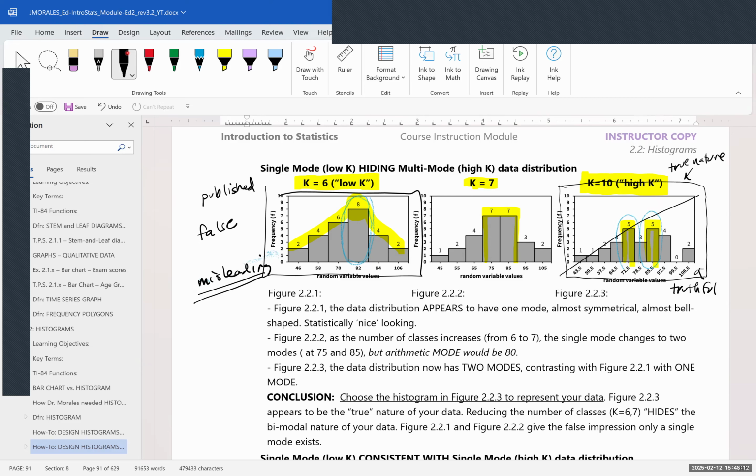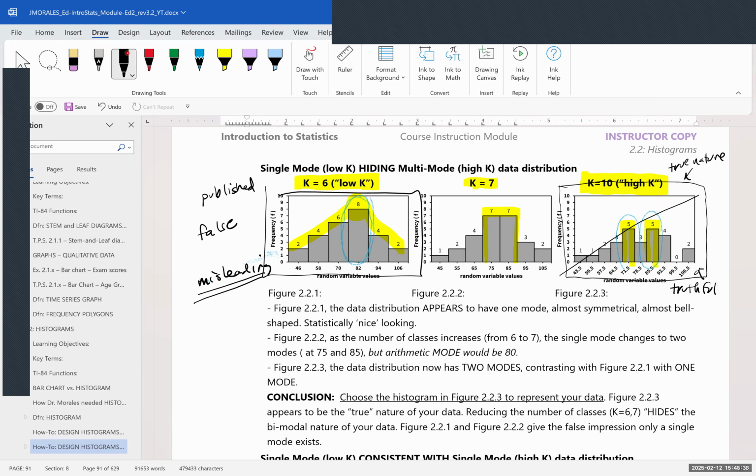Okay. So this is where you need to do your due diligence and try and discover the true nature of your data. And one of the ways that you try and determine the true nature of your data is by creating multiple histograms with a high number of classes and a low number of classes. This is to help you develop the strongest possible argument that you can make that's truthful to the data that you've got.